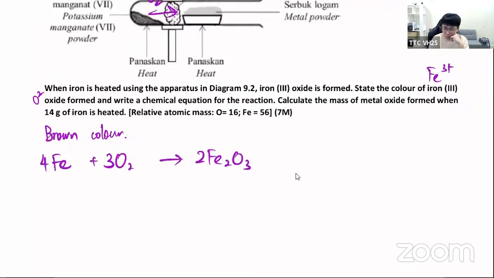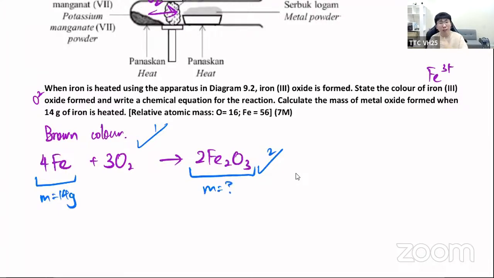Okay, so this one you're supposed to get 1 mark. This one you get 2 marks. Right and balanced, you get 2 marks. Okay, then after that, calculate your mass of metal oxide when 14 gram of iron is heated. So what we actually have is the mass is 14 gram. You have this, but they want you to actually calculate the mass of metal oxide.